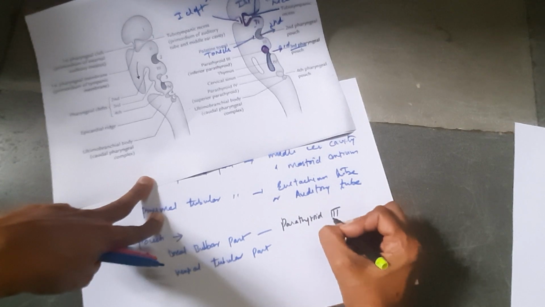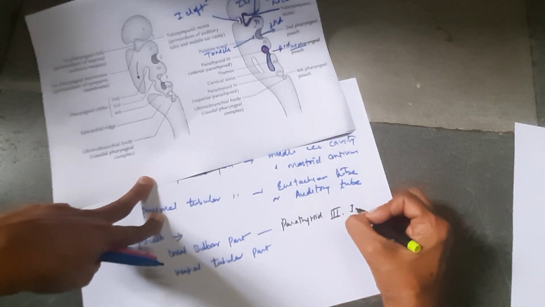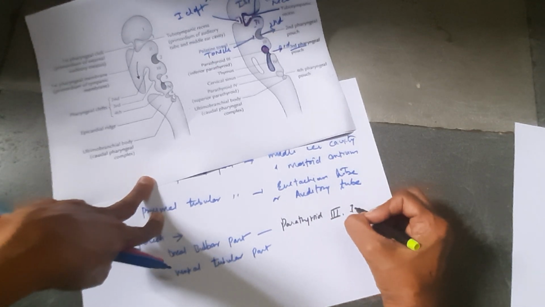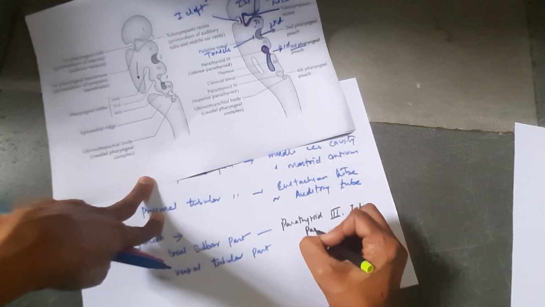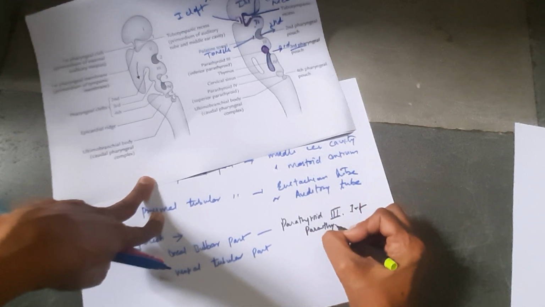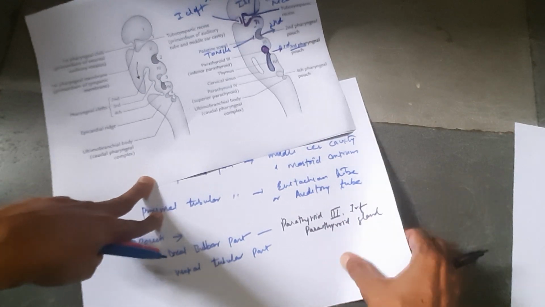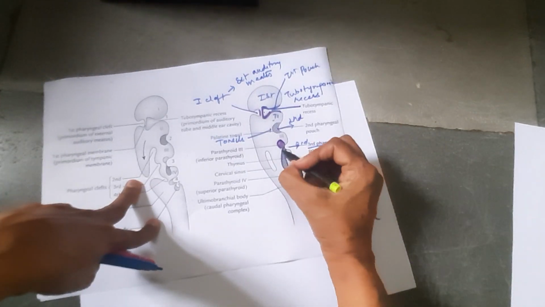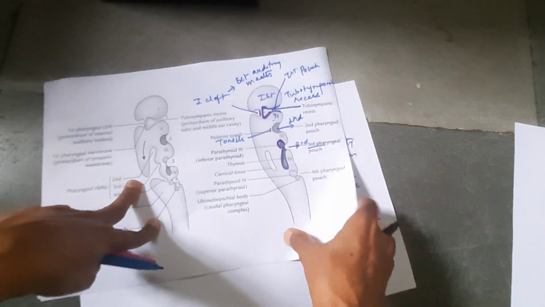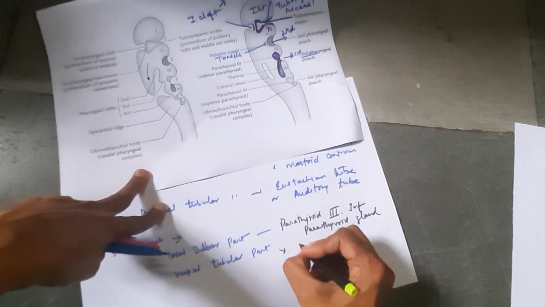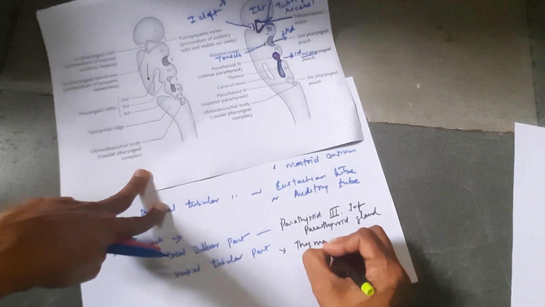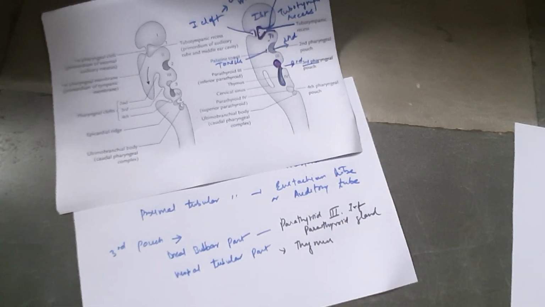Parathyroid 3, also known as inferior parathyroid gland, will develop from the dorsal bulbar part, while the ventral tubular part will contribute in the formation of thymus. तो थर्ड पाउच से क्या डेवलप होता है?